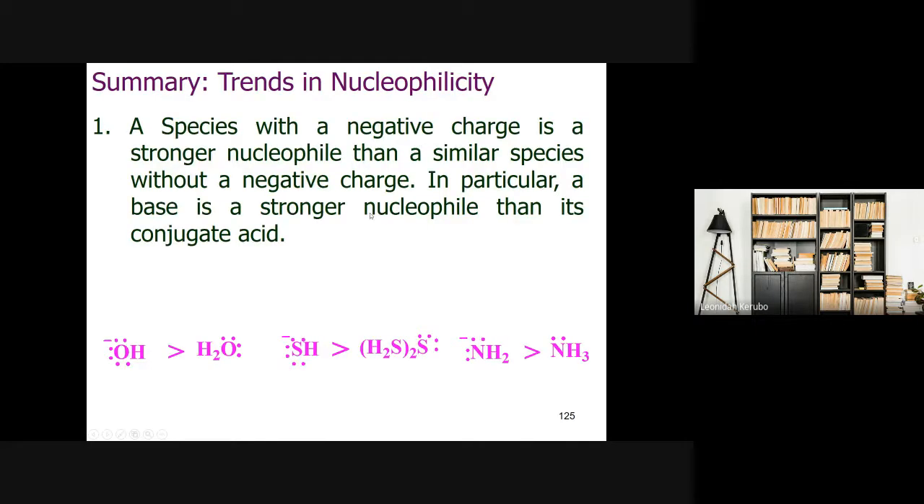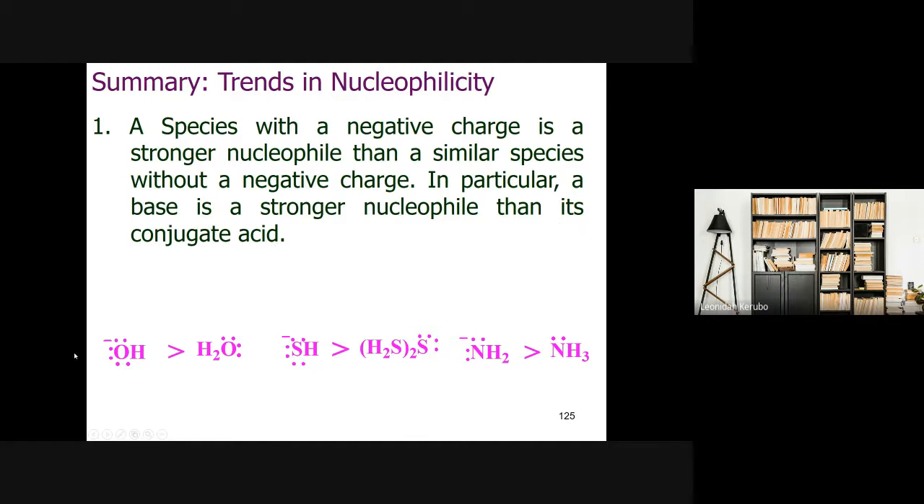So we are going to discuss the trends in nucleophilicity. Number one, a species with a negative charge is a stronger nucleophile than a similar species without a negative charge. In particular, a base is a stronger nucleophile than its conjugate acid.